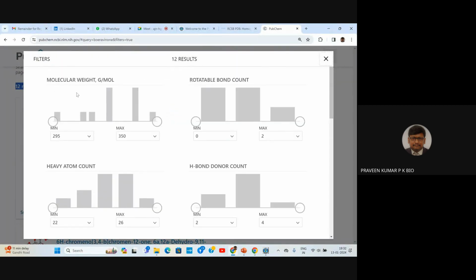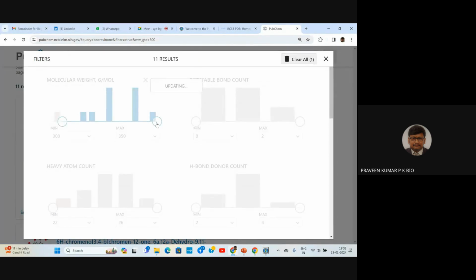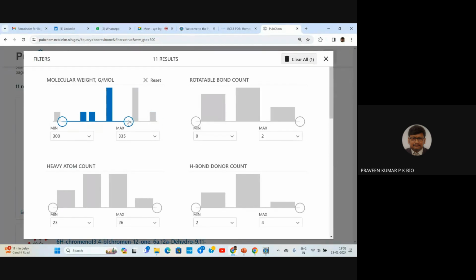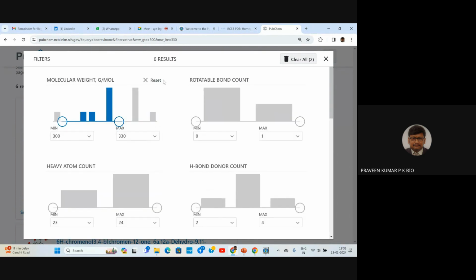What are the filters? I told you earlier, in NCBI PubChem itself, you are able to see the drug likeness filters. For example, if I want to choose the plant compounds based on the molecular weight, for example, 300 to 350, or 300 to 330, 6 results are there. Okay, this is one filter.